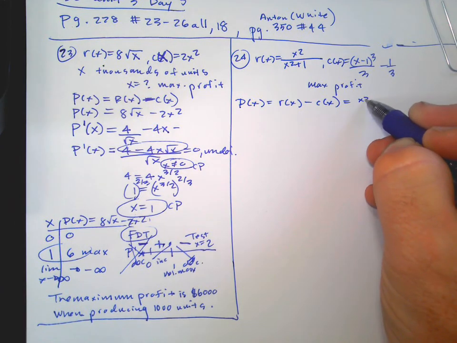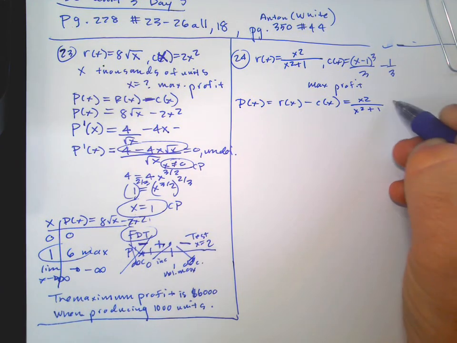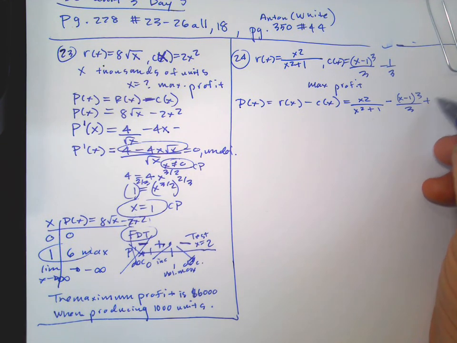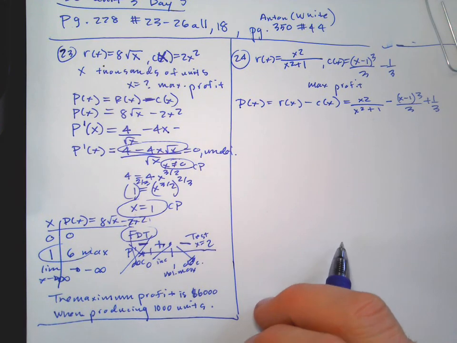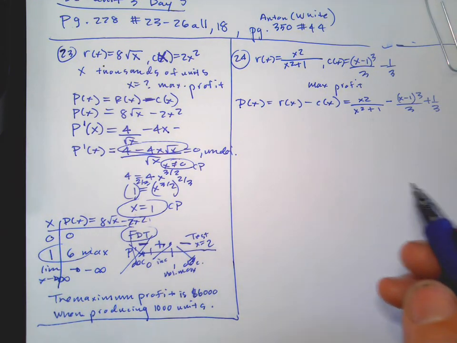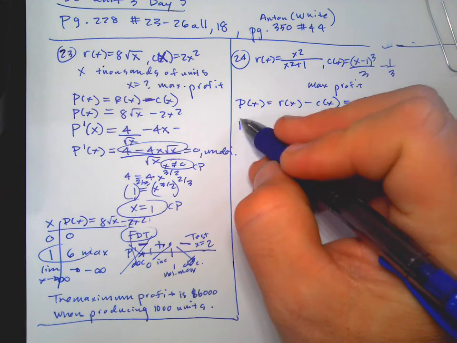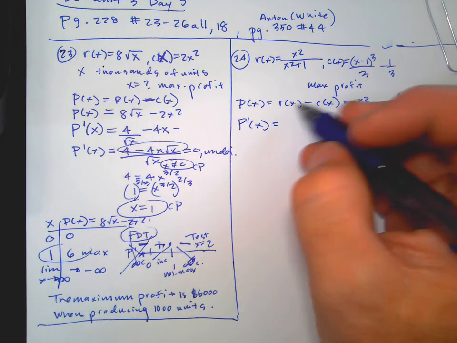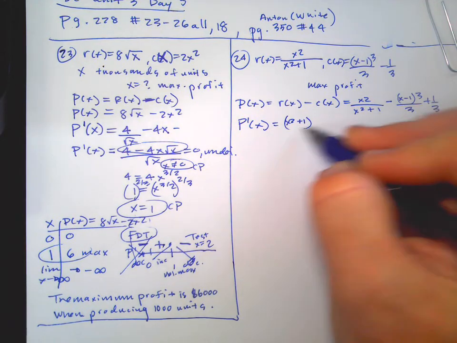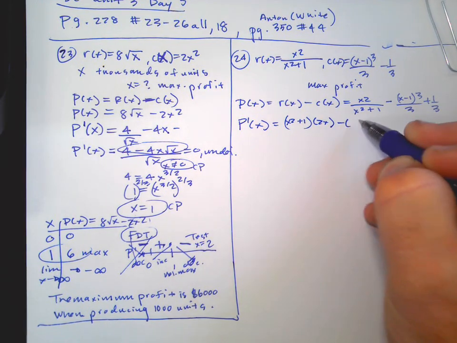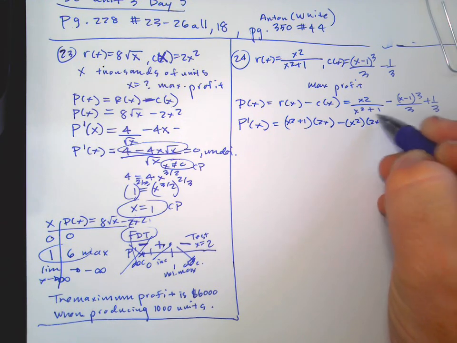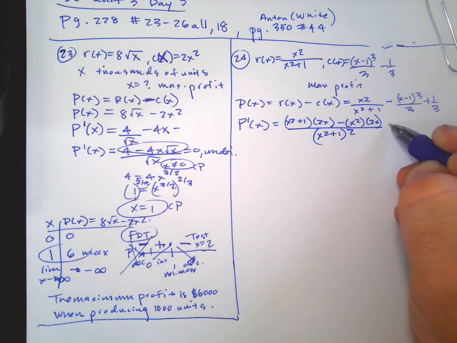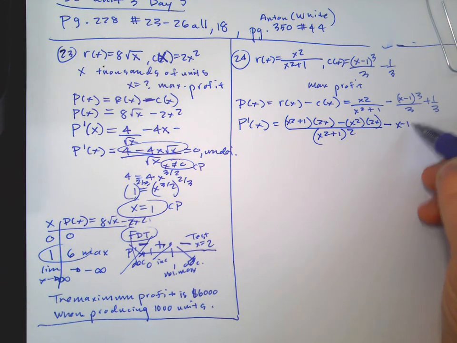So x squared over x squared plus 1 minus (x minus 1) cubed over 3 plus 1/3, because you have to distribute that subtraction. So that's your profit. And then we'd find P prime, and this would be the quotient rule: low d high minus high d low, all over low squared. This is going to be (x minus 1) squared.